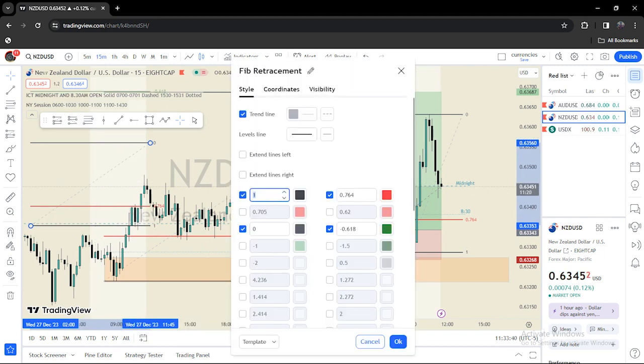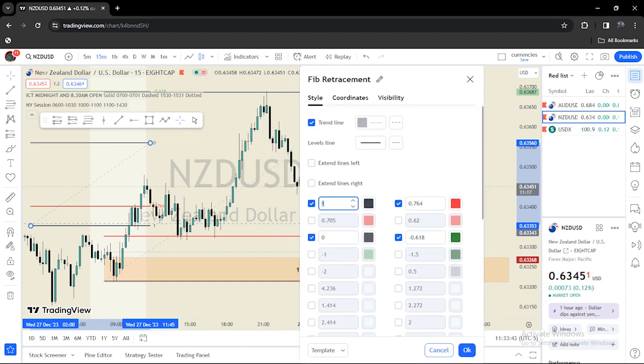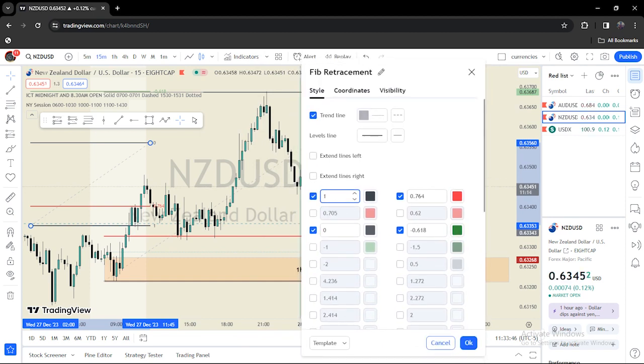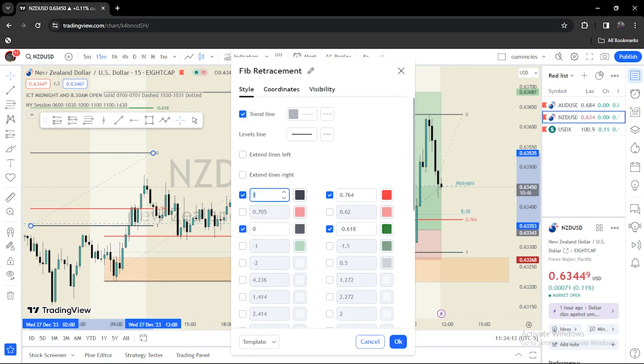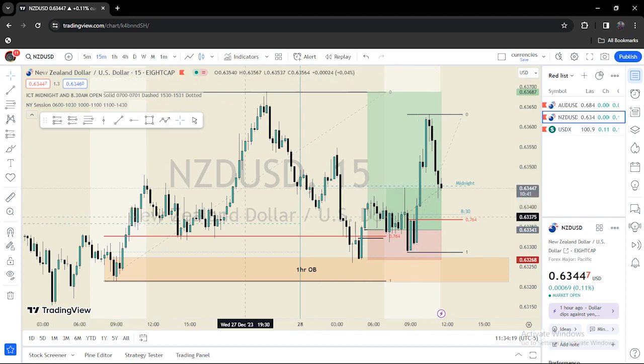Okay, so for my fib settings, this is how they are. There is the one, which should be the bottom. Then there will be the 0.65, which is the entry. The entry is 0.764. That's the entry. And then the 0 there is more like the 1:3 mark. Then there's the minus, this is my exit, my TP.